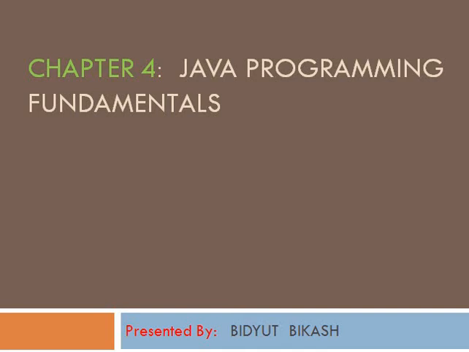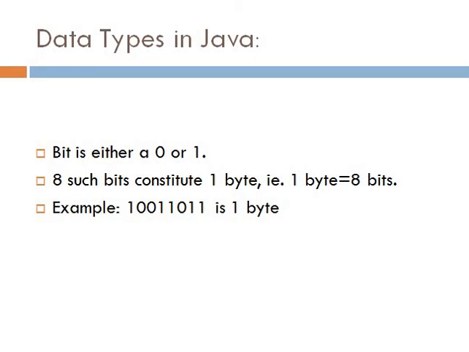Good morning students. Today I shall discuss the topic called data types in Java. Before I go into detail about what the data types in Java are, you should first know what bits and bytes are. A bit is either a 0 or a 1, and 8 such bits constitute 1 byte. That means 1 byte is equal to 8 bits.